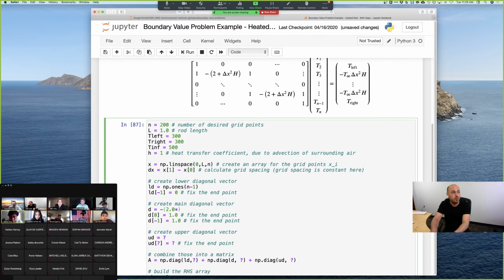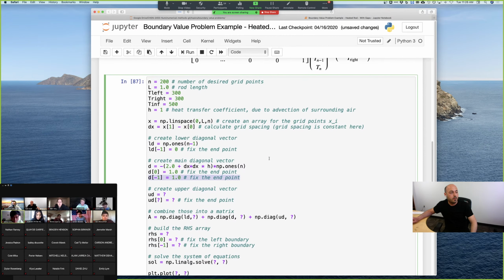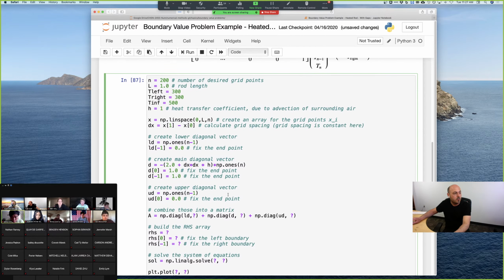It's minus 2 plus dx squared times h, times np.ones of size n. Okay. And then we fix the first point and the last point of the diagonal, because the first one is 1 and the last one is 1. Okay. The upper diagonal is also mostly 1s, np.ones of size n minus 1. And you fix the first point in this case, upper diagonal 0 is equal to 0. Correct? I'm going to do 0.0, just to make sure Python's not going to parse them. Okay.